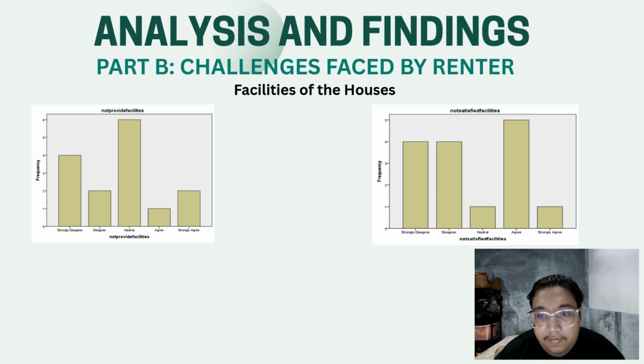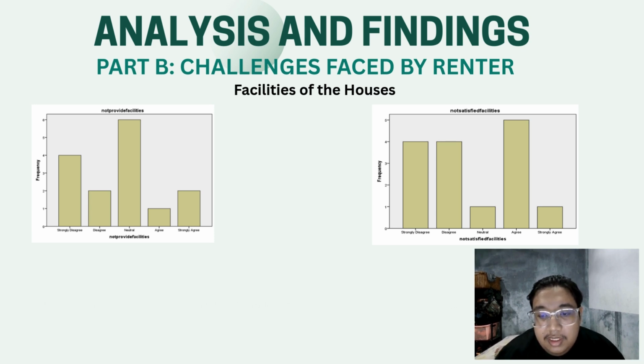The next point of the question is the facility of the houses. The sub question is not providing basic facilities. The respondents are as follows: two strongly agree, one agree, six neutral, two agree, and four disagree. This is also based on the 15 respondents that already answered.